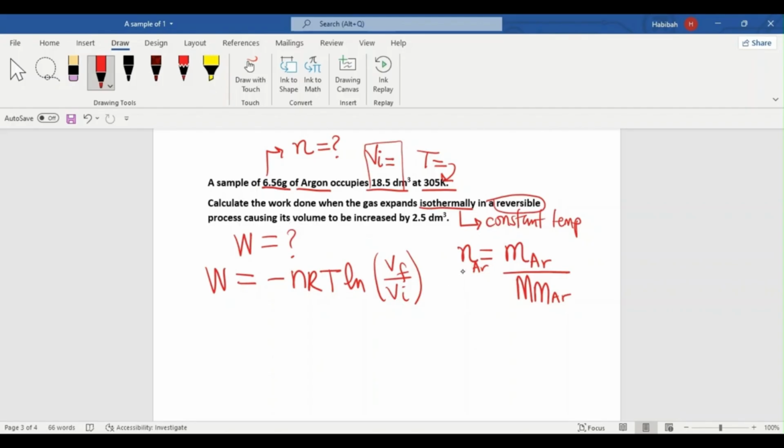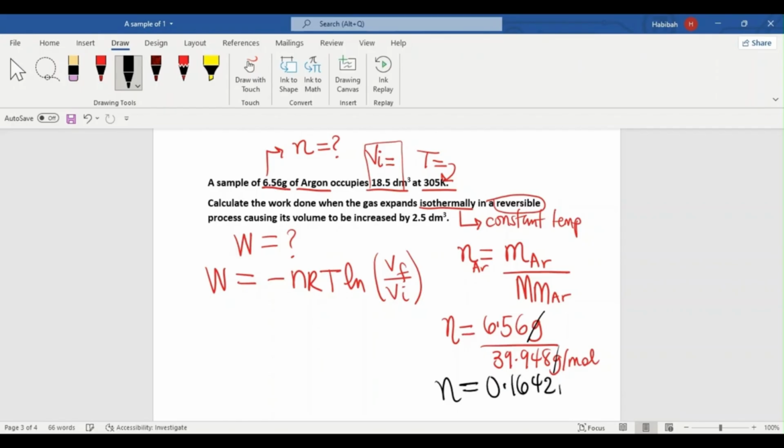But let us first write down all of the parameters before we start working with the work done equation. So we have the number of moles of argon, which is mass divided by molar mass. That's going to be 6.56 grams divided by the molar mass of argon, and we know the molar mass of argon to be 39.948 gram per mole. So cancel out the grams. The number of moles is going to equal 0.1642 mole.